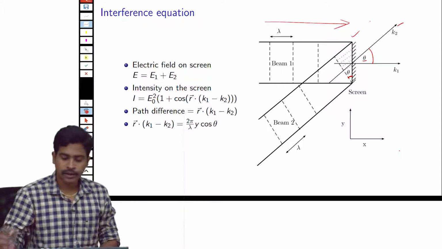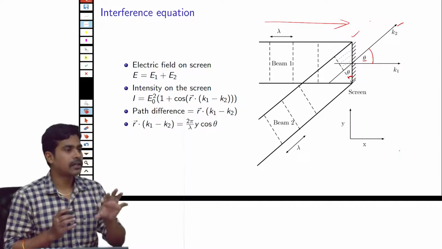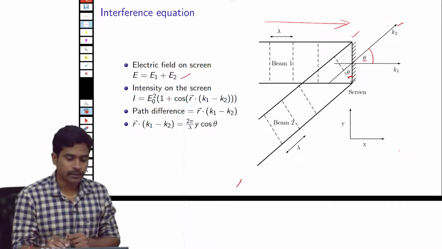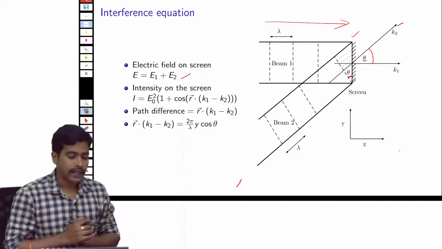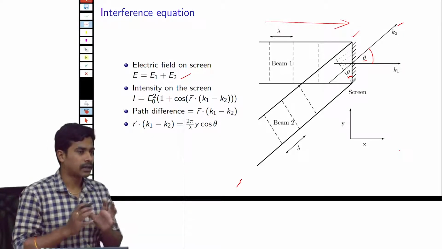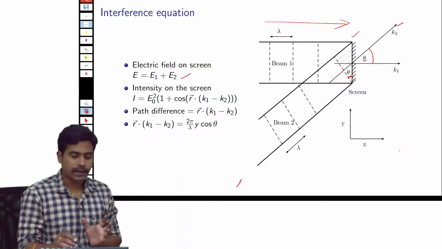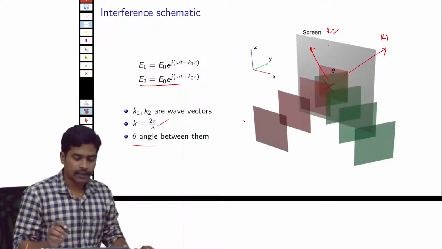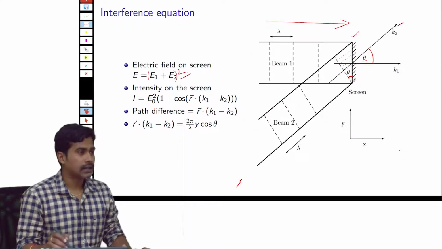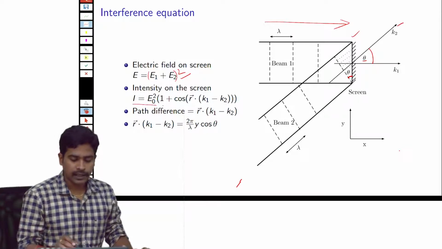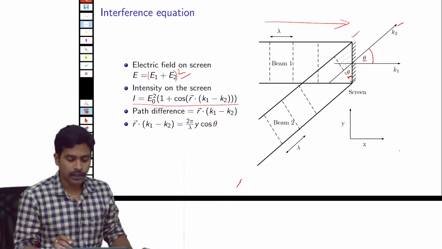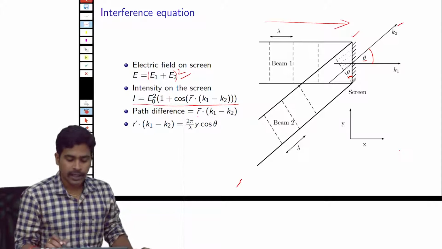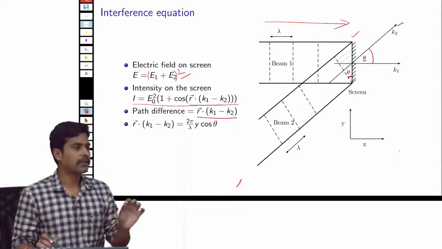So, when the two beams fall on the screen, the resultant electric field is going to be the sum of both electric fields E1 and E2. The intensity is nothing but the square of the sum of the electric fields, so on the screen we just have to find the value of E1 plus E2 whole square. After substituting the electric fields from the previous slide and doing the algebra, we find the intensity on the screen is given by E naught square into 1 plus cos of r dot k1 minus k2. Here r dot k1 minus k2 is the phase difference between these two beams.